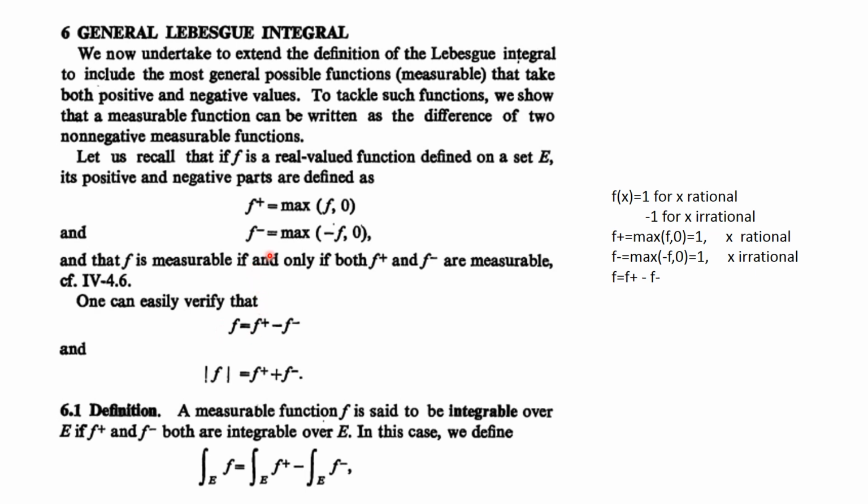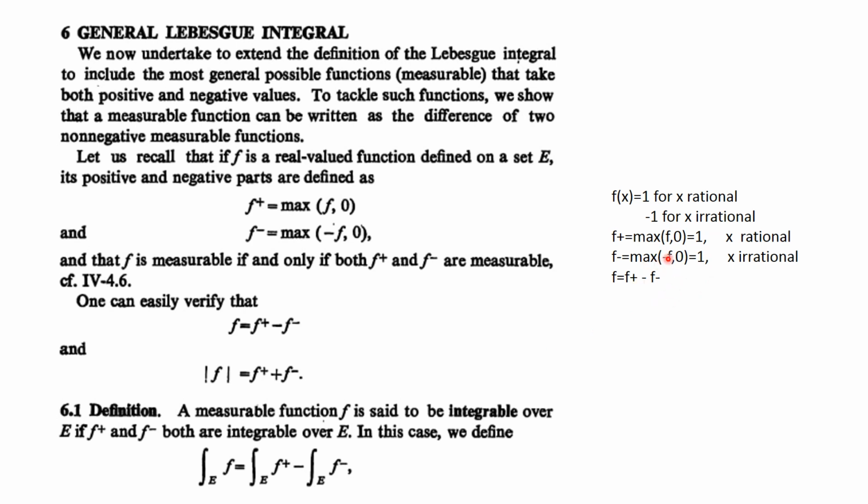So once again, whenever we have any real valued function defined on a set E, its positive and negative parts may be defined like this, and f is measurable if and only if its positive as well as negative part both are measurable, right? And what is the value of mod of f? Mod of f is nothing but the sum of these two non-negative parts.